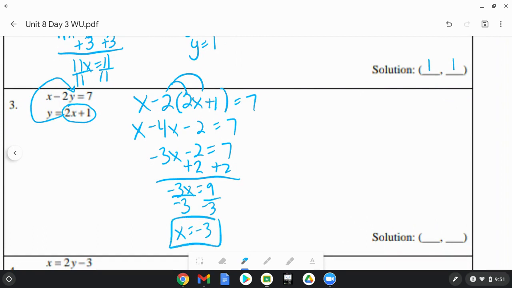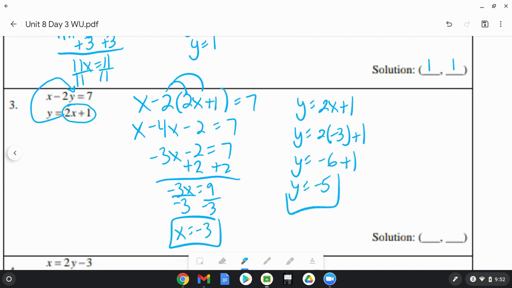Now if we plug it back into this y equals 2x plus 1. So that'd be 2 times negative 3 plus 1. So it'd be negative 6 plus 1. And we get negative 5. So now my answer is negative 3, negative 5. Any questions on that one? Okay.